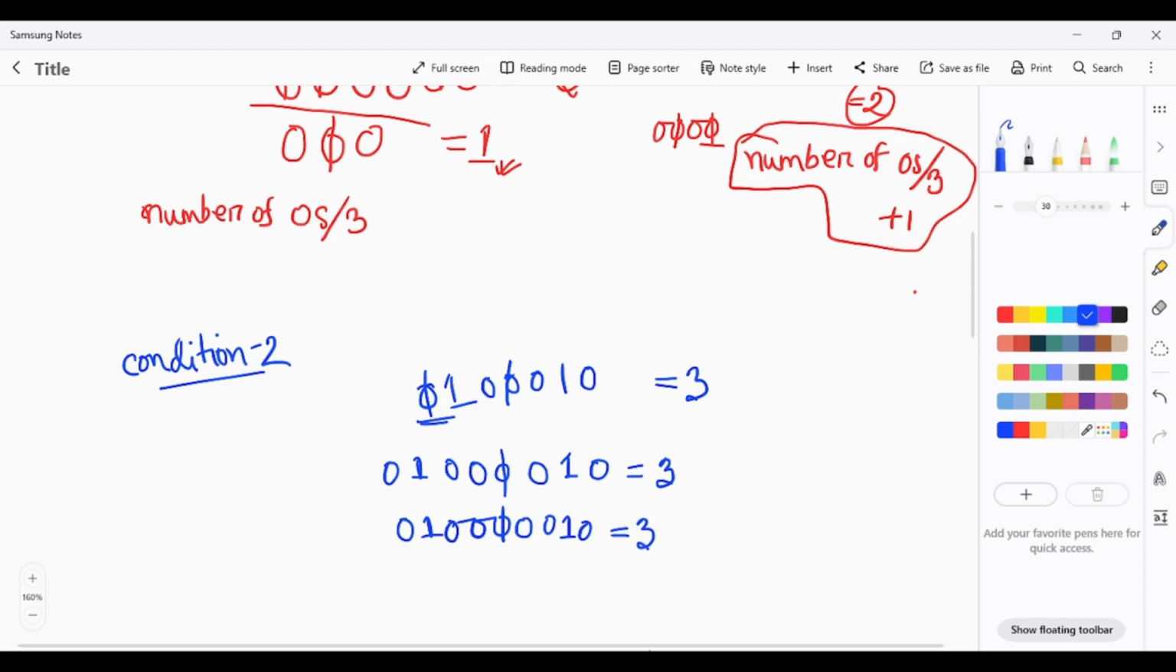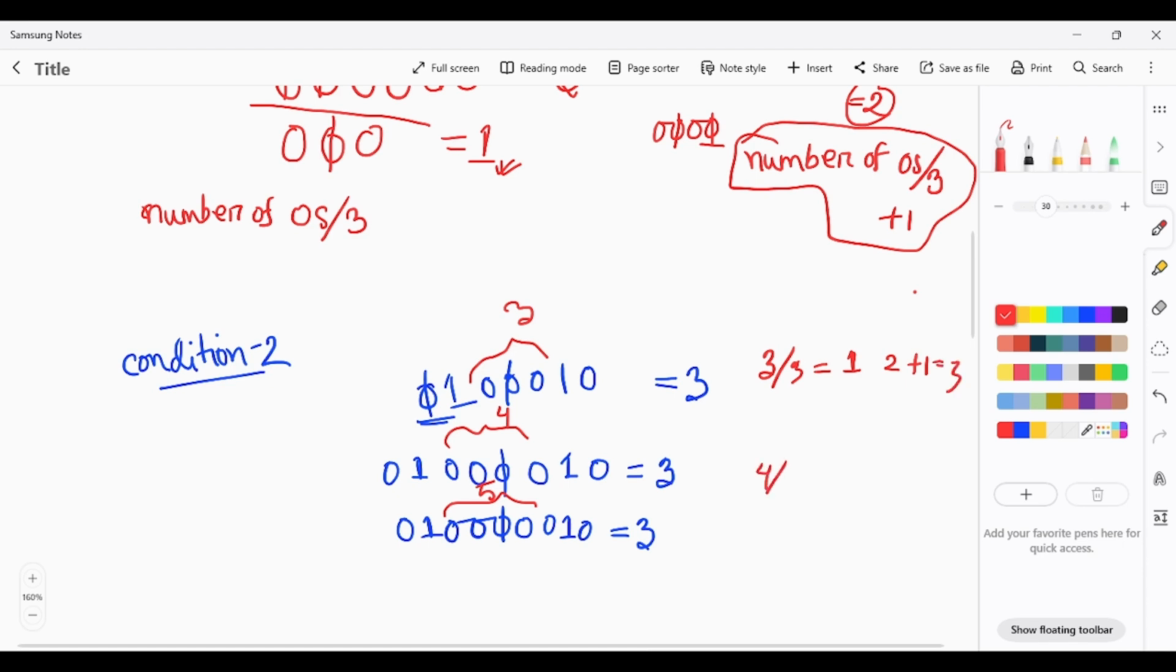will be 3. So what you can observe is that here, in between the two ones, the total number of zeros are here 3, here 4 and here 5. So if you see the pattern, 3 divided by 3 is equal to 1, so we just had to add one more student, and this will become 2 plus 1 is equal to 3.